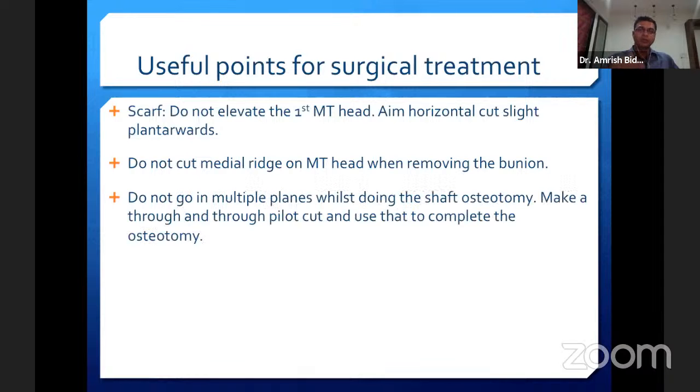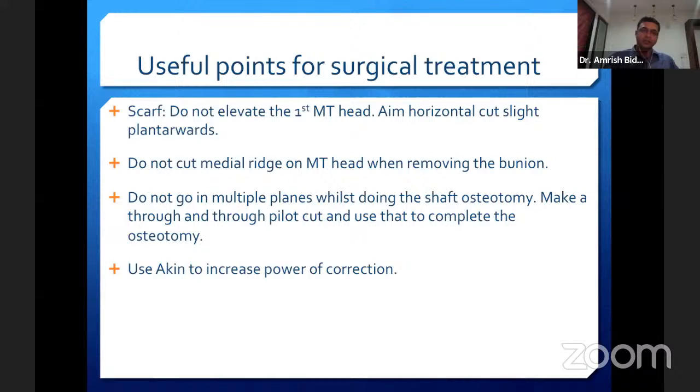When doing the shaft osteotomy, these blades are very fine and thin. If you go in multiple planes, it makes multiple holes and makes the whole thing very weak, and that is what causes the fracture. So the trick is to go in completely on one side, then tilt your blade in that cut and cut the rest of it. These are all for the scarf.